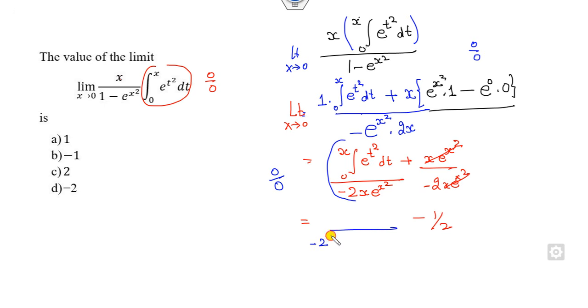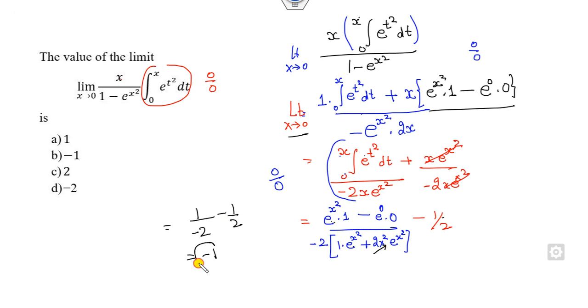rule. So for the denominator side, it will be 1 e raised to x square plus 2x square e raised to x square. This is the denominator part. In the numerator part is e raised to x square, this value is 1, minus, if you substitute 0, 0. Now when you take the limit as x approaches 0, this value goes to 0, this value is 1, this value is only minus 2, minus half is minus 1, which is the right answer of this problem.